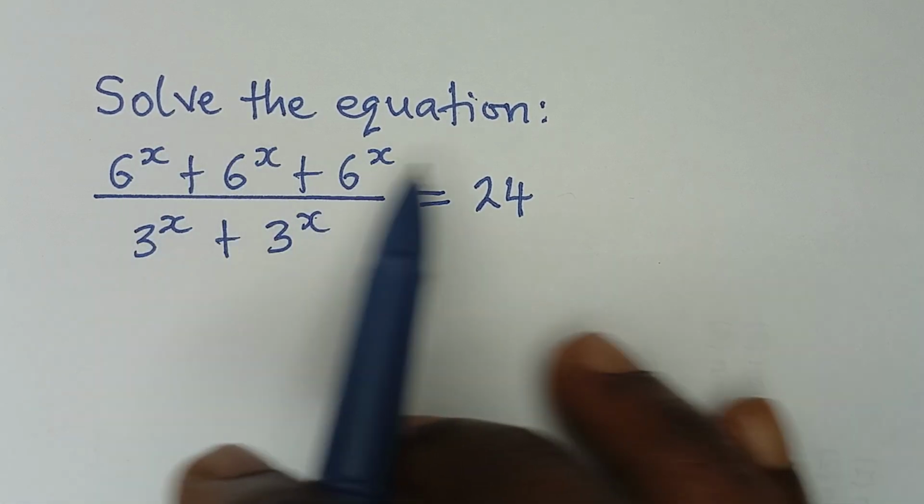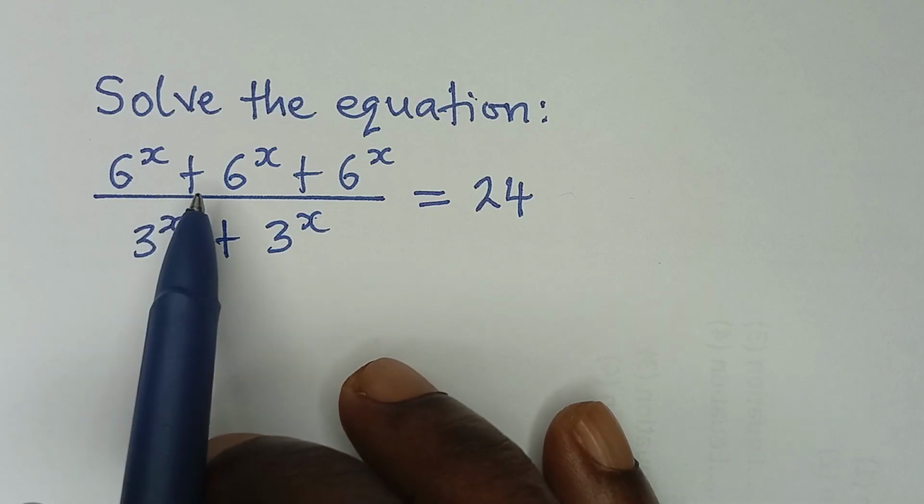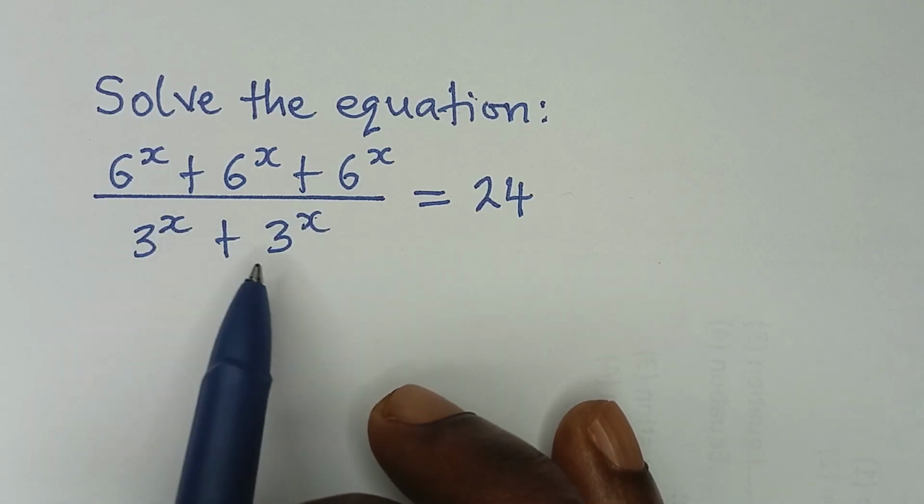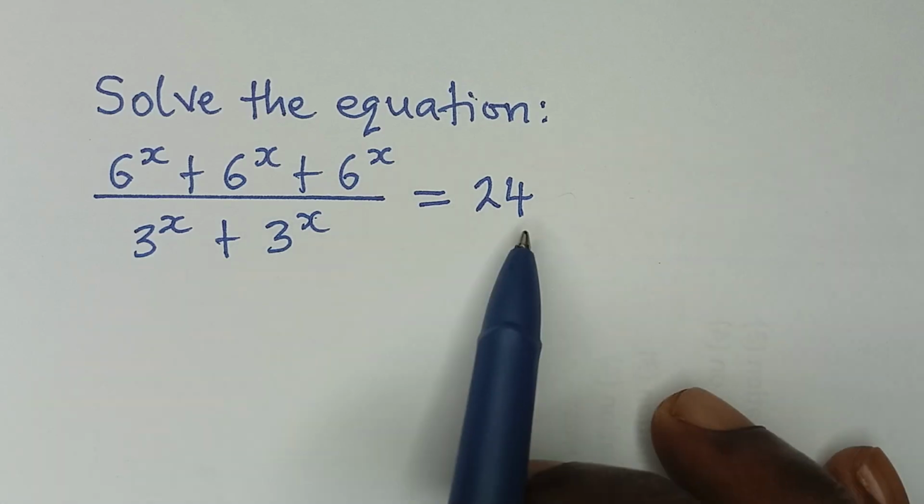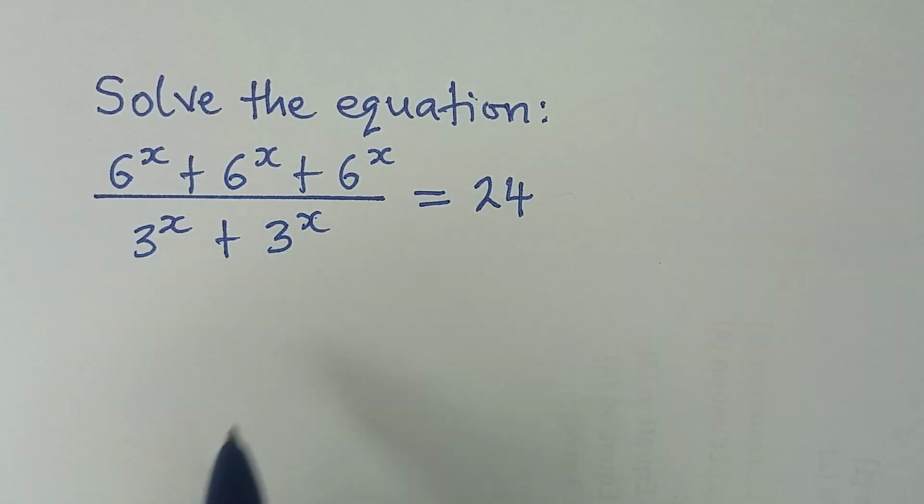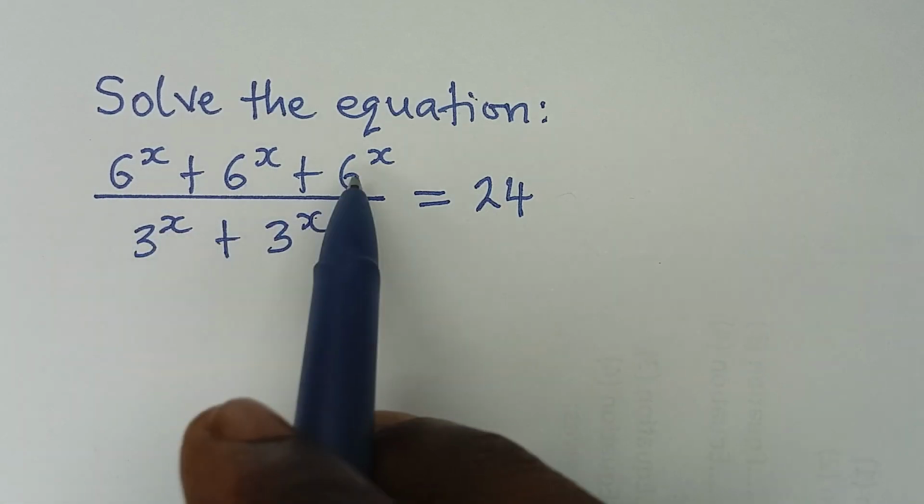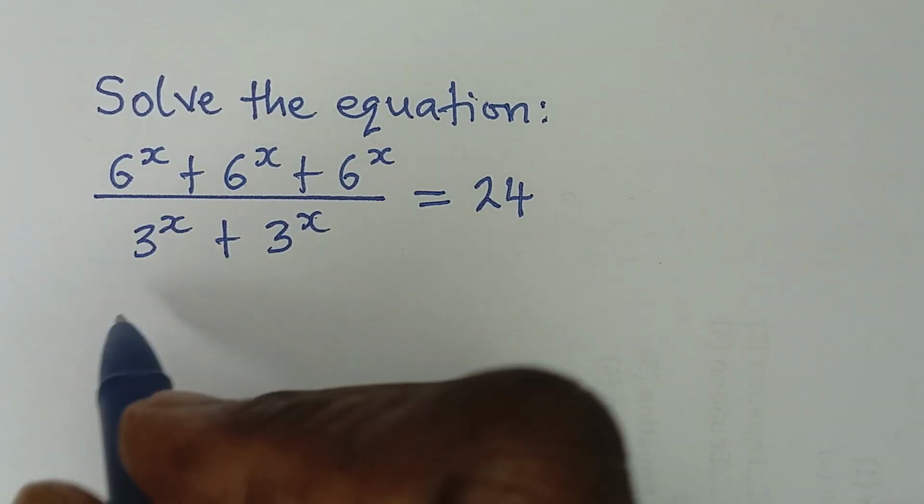The question here says solve the equation: 6 raised to power x plus 6 raised to power x plus 6 raised to power x, all over 3 raised to power x plus 3 raised to power x, is equal to 24. Now for us to solve this, let's add these three. They are like terms. Three of them, they are like terms. So we have three of them.